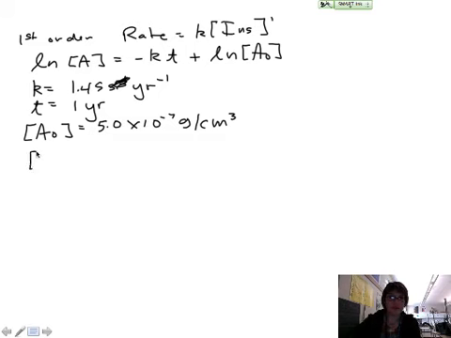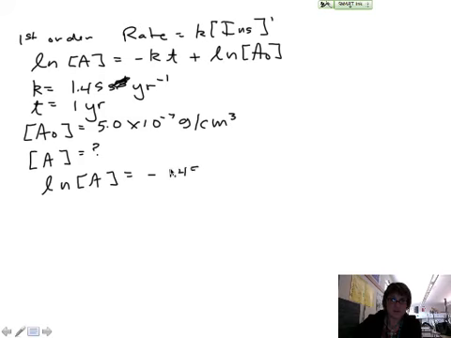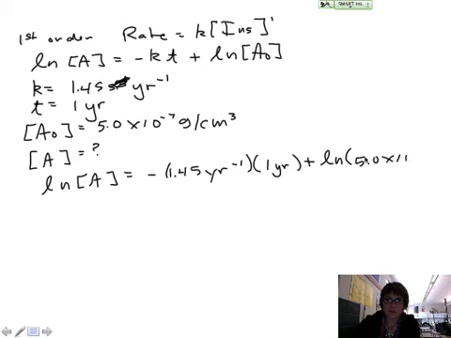And then we need to calculate the concentration of A. So we know everything in this problem except for the thing that we need to find out. So we'll take the natural log of substance A concentration is equal to negative 1.45 per year times the time of 1 year. There's our easy math. Plus the natural log of our initial amount, 5.0 times 10 to the minus 7 grams per cubic centimeter.